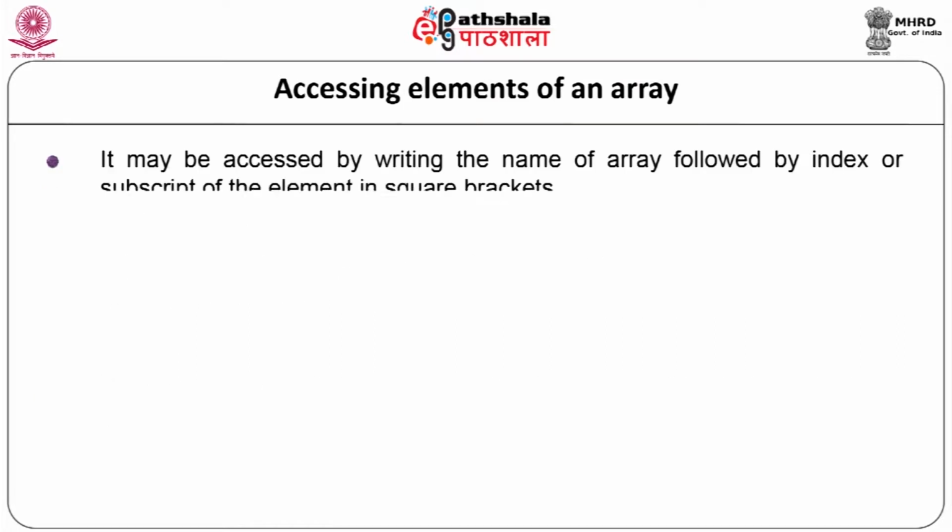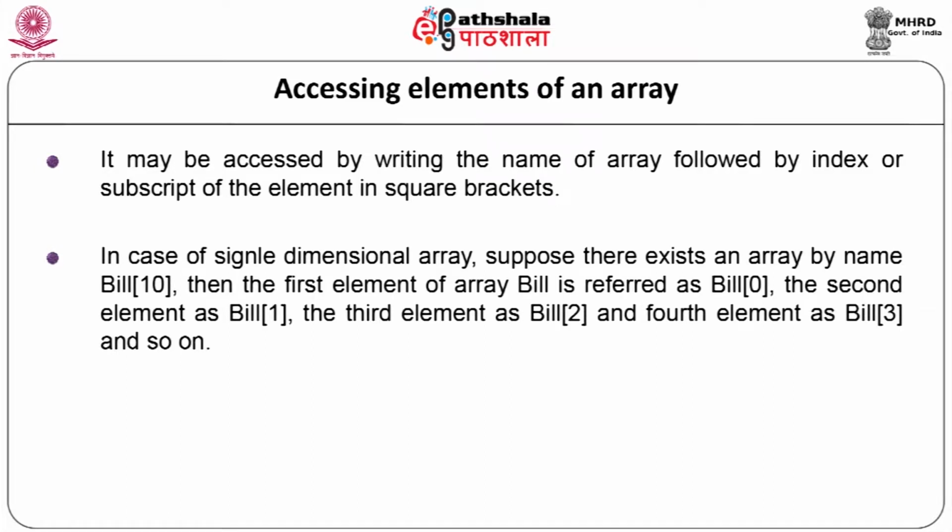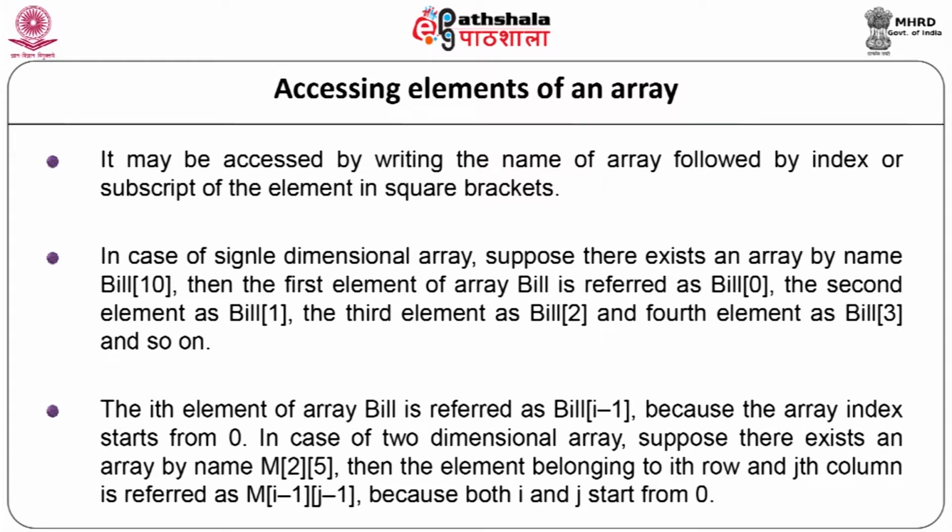It may be accessed by writing the name of the array followed by the index or subscript of the element in square brackets. In case of a single dimensional array, suppose there exists an array named bill[10], then the first element of the array bill is referred to as bill[0], the second element as bill[1], the third element as bill[2] and the fourth element as bill[3] and so on. The ith element of the array is referred to as bill[i-1]. This is because we are starting the array index from 0.